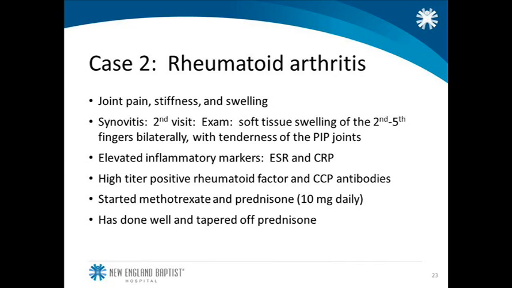She also had this distant history of scleritis, which can be associated with rheumatoid arthritis. She had elevated inflammatory markers, including a sedimentation rate and C-reactive protein, and she had high titer positive rheumatoid factor and CCP antibodies, so highly suggestive of rheumatoid arthritis. She was started on methotrexate and prednisone, and she's done well and been able to taper off prednisone.